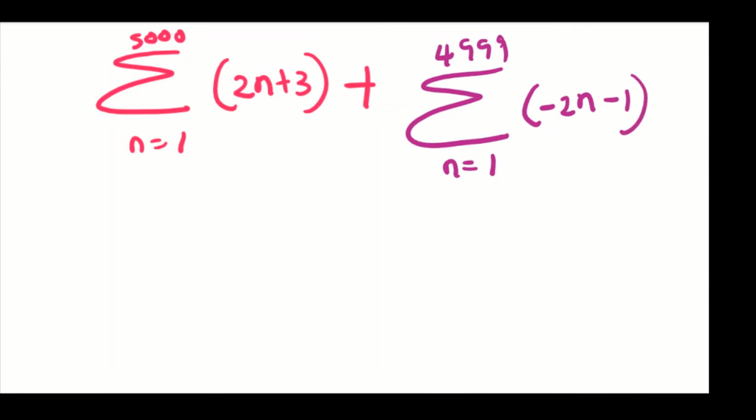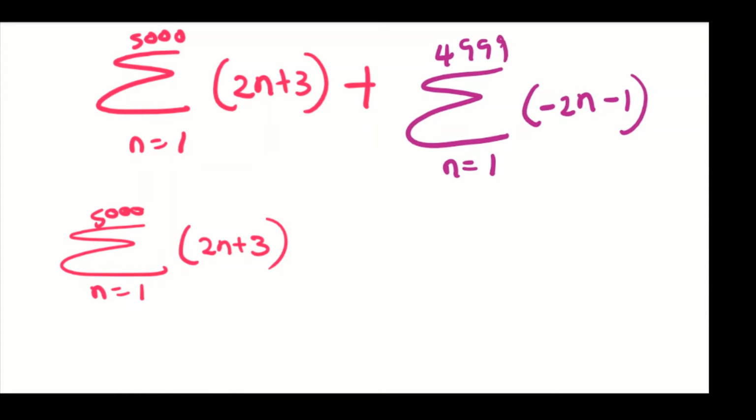So we can just calculate each sum individually and just add both, right? So what you're going to do is this: find the sum of 5,000 at the top, n equals 1, of 2n plus 3, right? For this one, when n is equal to 1, it's going to be 2 times 1 plus 3, giving us 5.